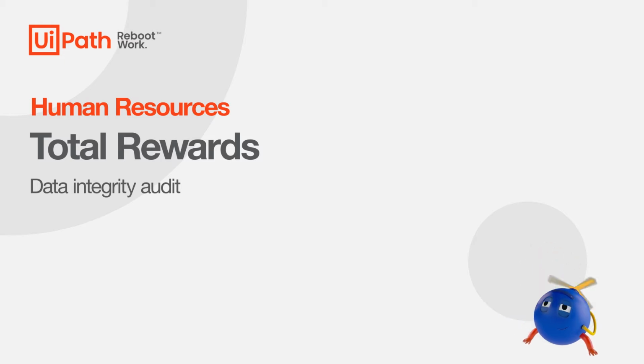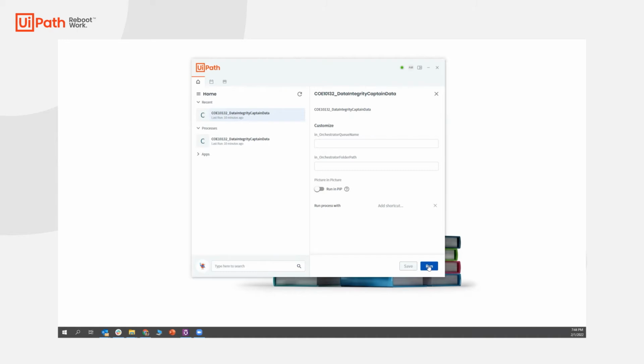Let's examine a use case for the HR operations team where they perform frequent checks in the HR system to make sure that the employee data is accurate and updated. In the case where inaccuracies are identified, the team has to resolve them as soon as possible.